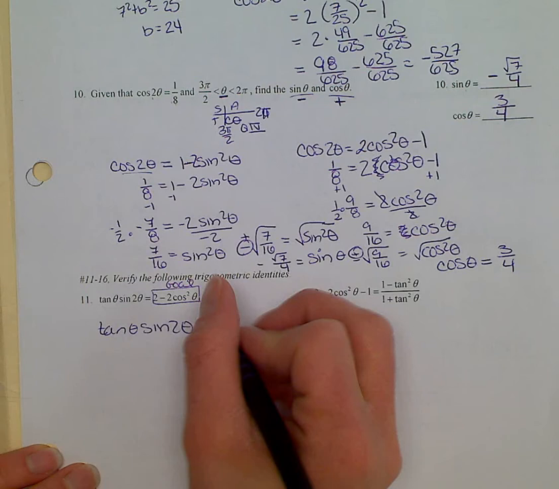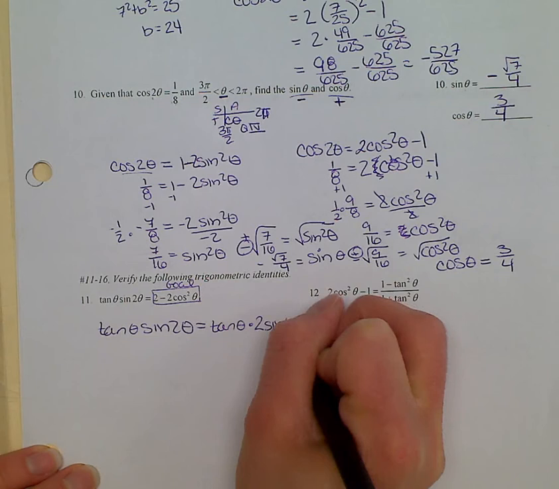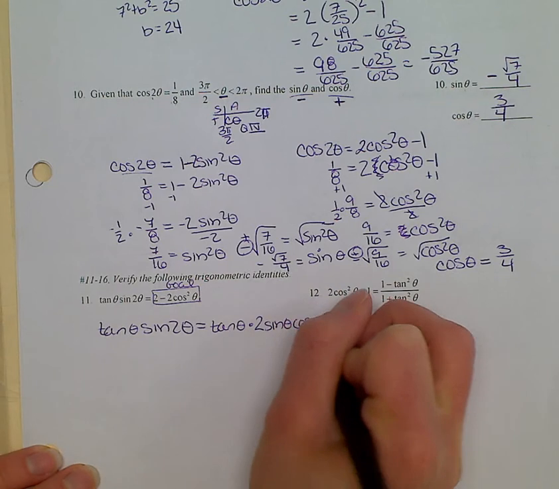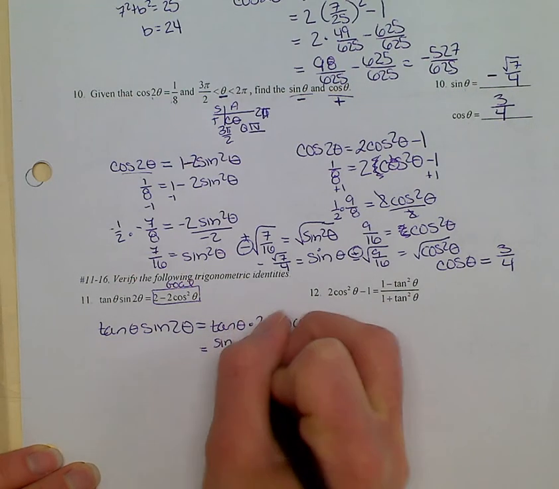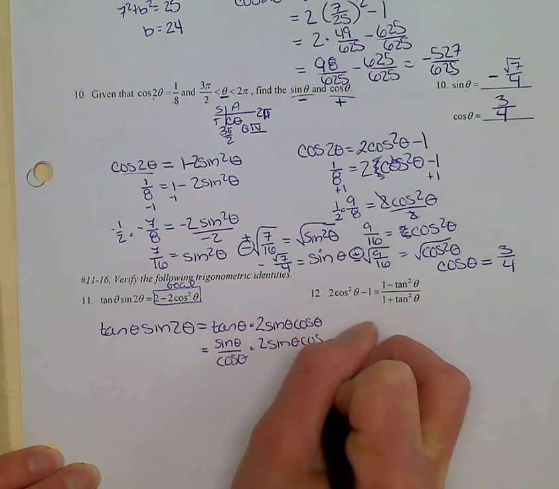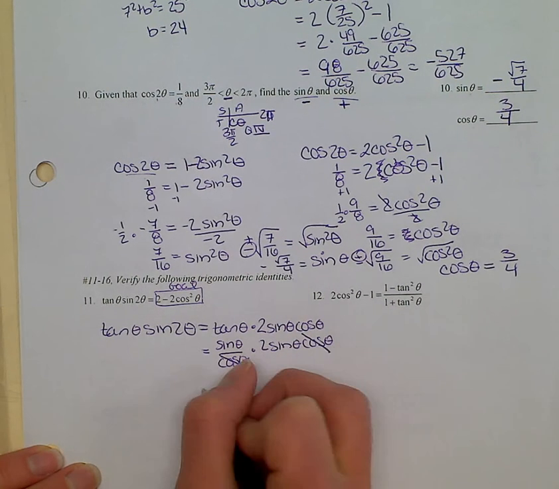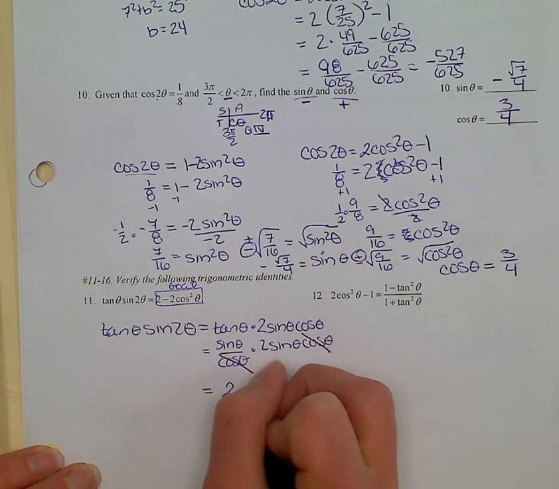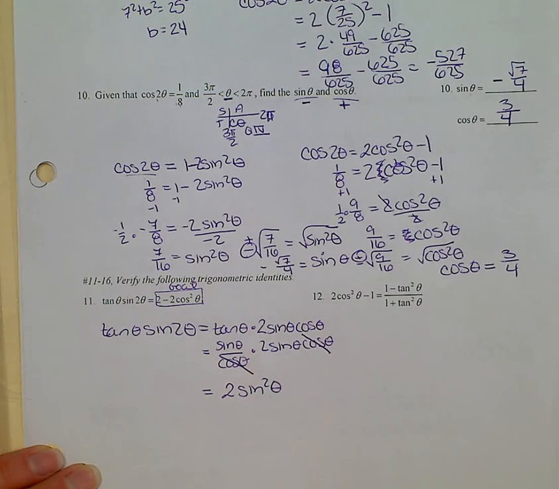So the only thing right now that I know that I could do is I could change my sine into 2 times the sine times the cosine. Then at this point, I'm thinking I have to go with the tip of changing things into sine times the cosine. Now it looks like I have a cosine in the denominator, a cosine in the numerator, they cancel. So now I have 2 times the sine squared, because sine times sine is sine squared. Alright, so somehow I have to get to here.